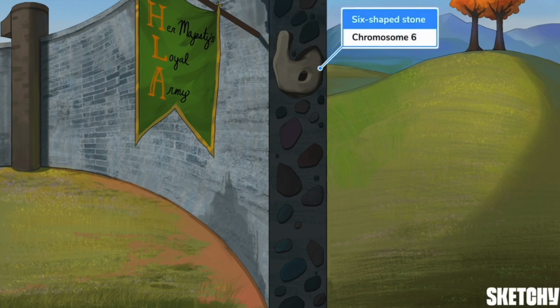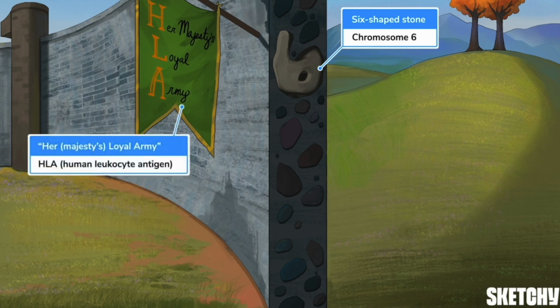MHC genes are located on chromosome 6, hence this 6 in the stone wall. And notice that the wall is made up of a whole bunch of different types of rocks. That's because MHC genes are super polymorphic, which helps contribute to an adaptable immune response. On chromosome 6, the specific genes that code for MHC are located in the human leukocyte antigen locus, or the HLA locus, represented here by the HLA banner touting Her Majesty's Loyal Army. Hooah! Or something like that.